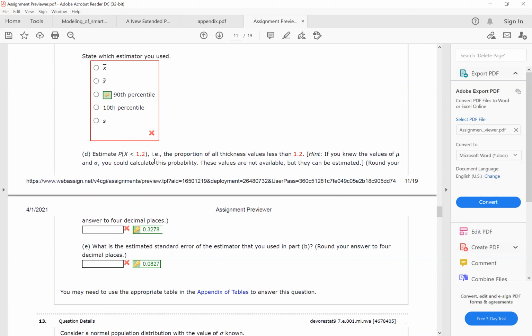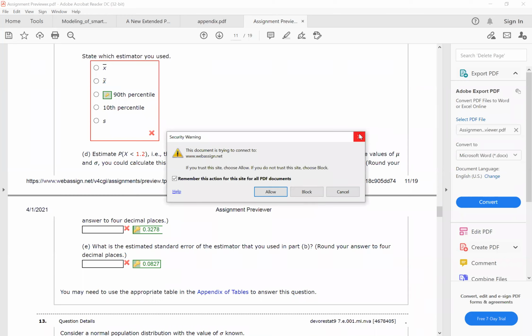Now estimate the probability of X less than 2, the proportion of thickness values less than 2. So here you have X less than 2, and you can convert this to a standard normal distribution. To do this, you can use the estimate of mu, that's the mean X bar, and the estimate of sigma. So it will be X minus the X bar, the mean, divided by sigma, and that will be the Z curve. Then you just find the probability of Z less than that.